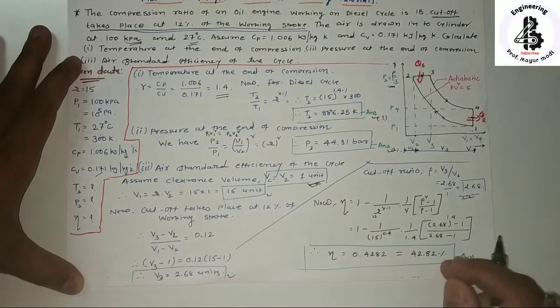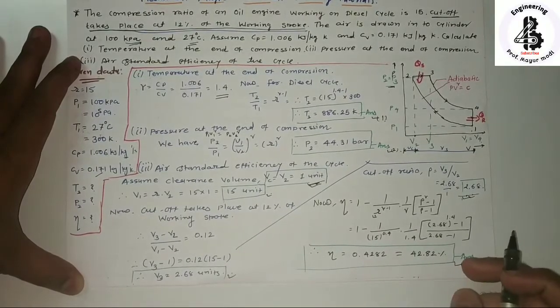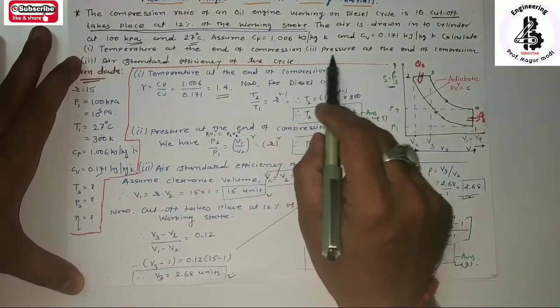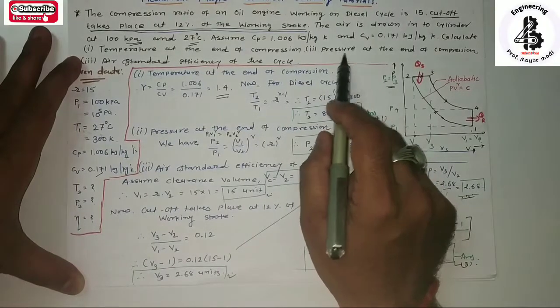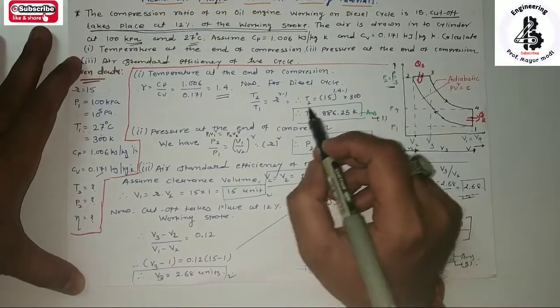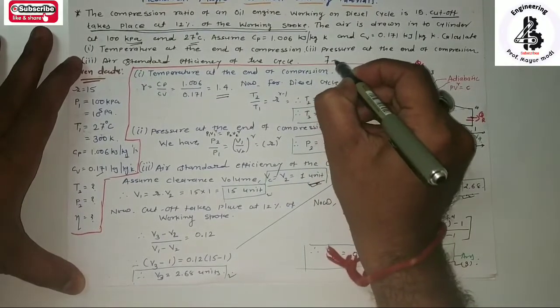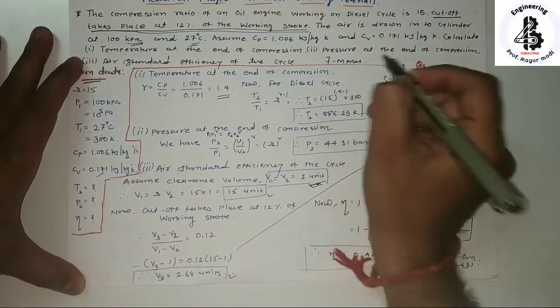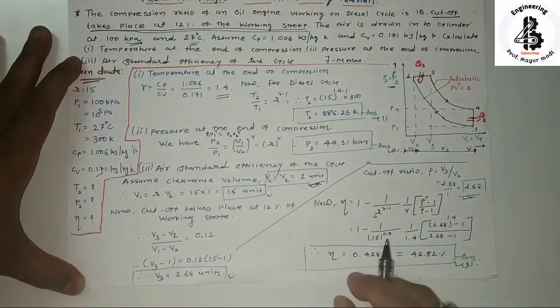So this is the simplest method for calculating the temperature at the end of the compression, the pressure at the end of the compression, and the air standard efficiency of the cycle. Such kinds of questions are asked as 7 marks questions in different universities.